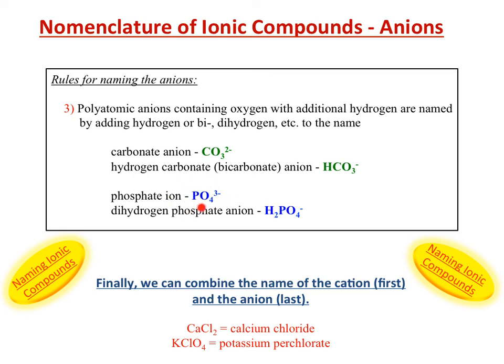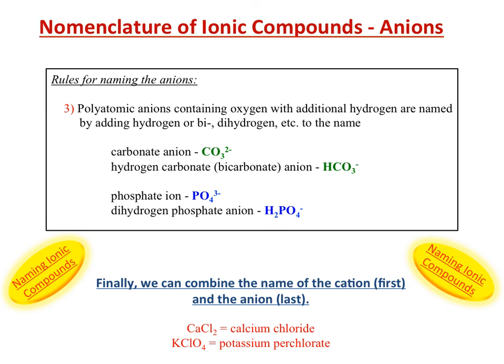Same thing we look at phosphate ion. Phosphate ion is PO4 3-. We could add 2 hydrogens to it, removing 2 negative charges, and we could rename this as dihydrogen phosphate anion, because we have 2. The last part of naming ionic compounds really just comes from combining the name of the cation and the anion. So calcium was the calcium ion, so we have calcium. Chlorine, we now change the ending to chloride, and we call this calcium chloride.